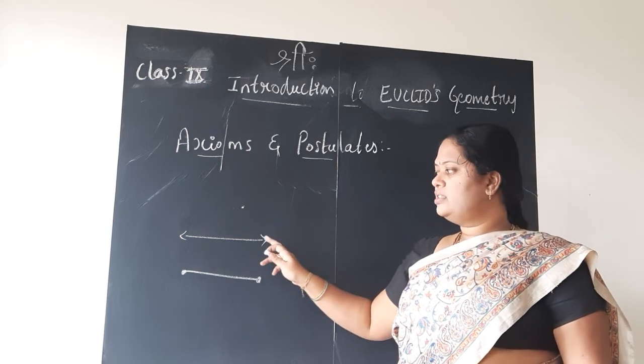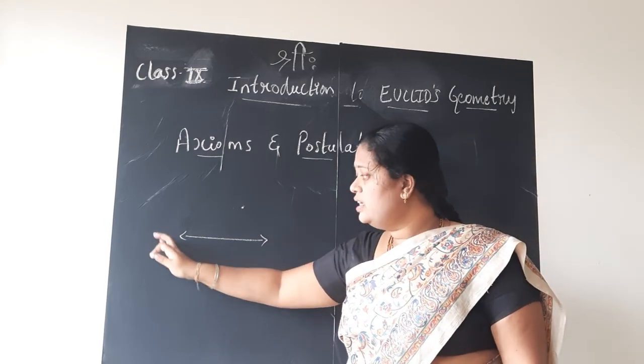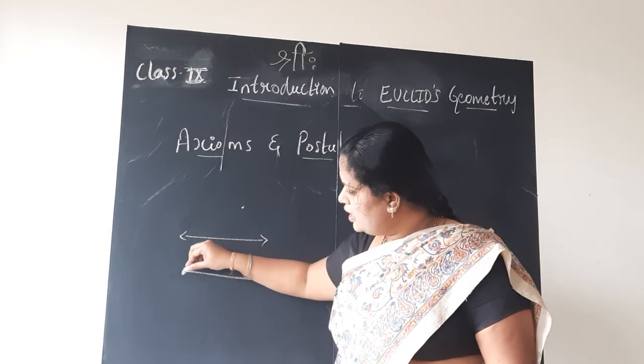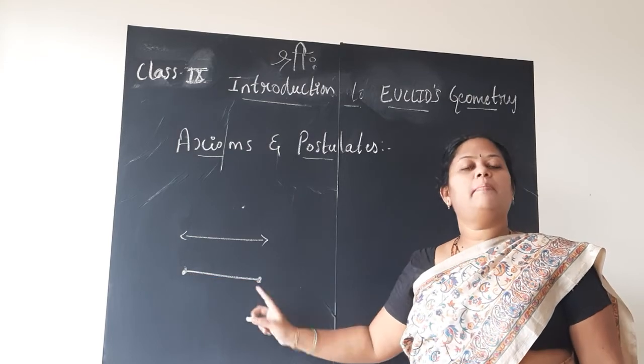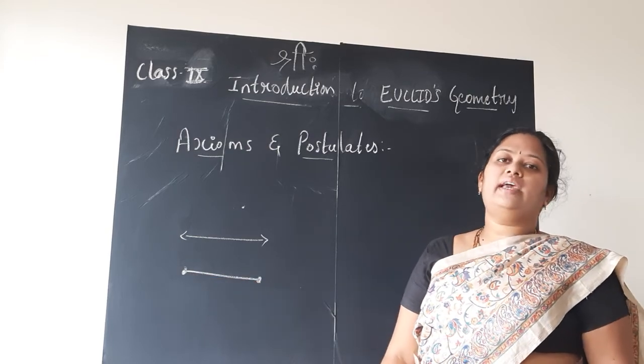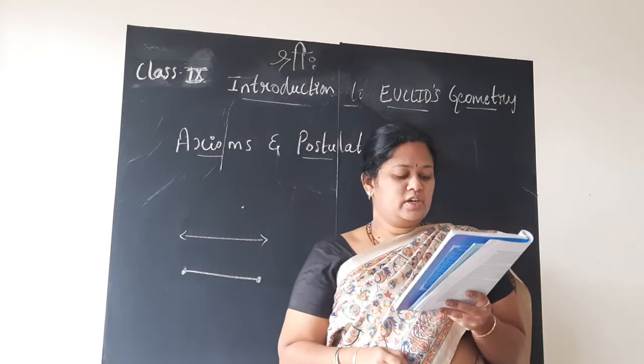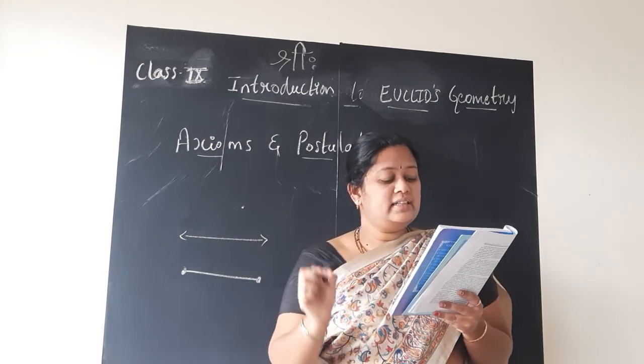With arrowheads on either side, which says that a line is continuing. If you want to draw a line which ends, then set some points; you should show them on both the ends. Okay, and yes, so what he said about the line is, a line is a breadthless length.